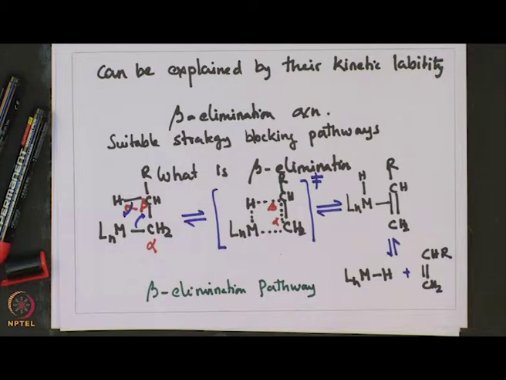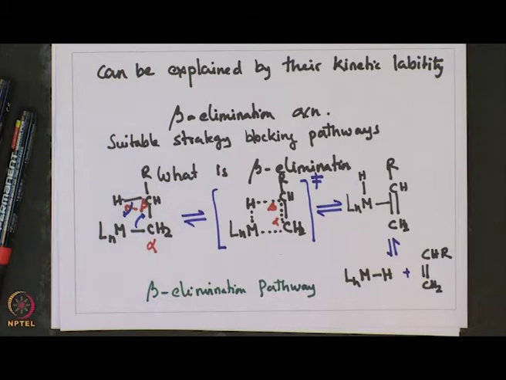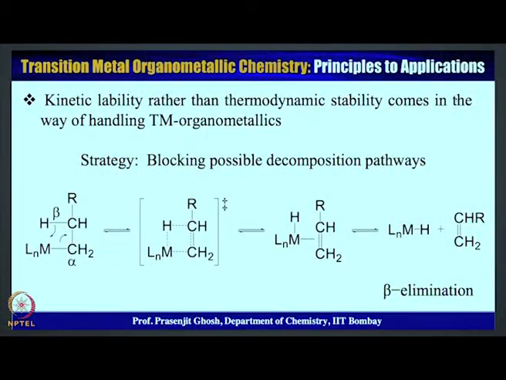Beta elimination pathway is present in many transition metal sigma alkyl complexes that contain beta hydrogen, and which leads to decomposition of many transition metal alkyl complexes giving metal hydride and olefin and hence results in instability of transition metal sigma alkyl complexes.